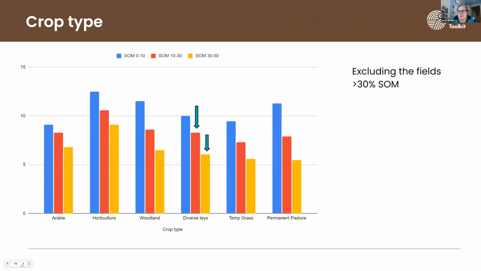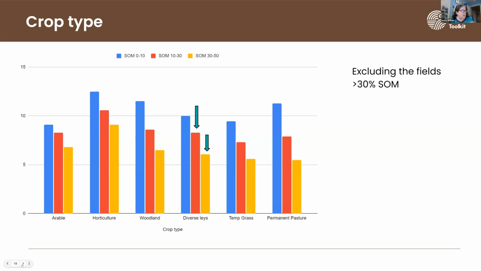Now, this is some work that we've done looking at categorizing it depending on land use type. And again, we can see a couple of different things here. So we can see how we've categorized them in terms of crop type. So again, we've got fields that are in an arable rotation, fields which are in horticulture, fields which are under woodland, and this is actually the cohort that we've done through the Yeo Valley project. So we did have some fields that were also in woodland, some areas of farms which were in woodland that we tested again to be able to provide that control. Diverse leys, temporary grass, and then permanent pasture.